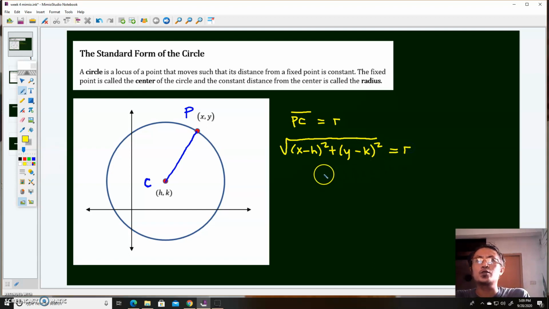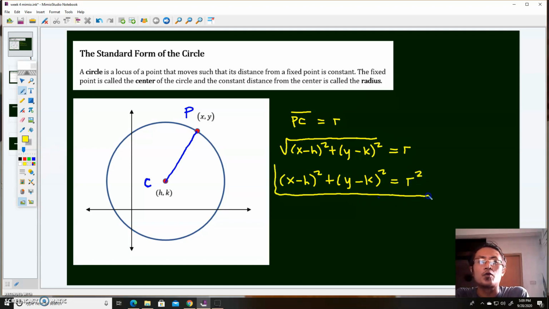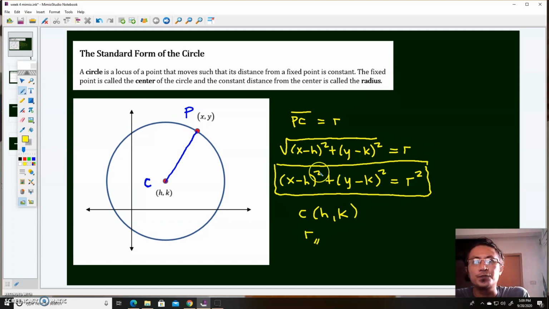Now we simply square both sides. So when we square both sides, this square root will be gone, and we just have x minus h squared plus y minus k squared, and the right side is, of course, squared, r squared. Now, this is the standard form of the equation of the circle, wherein, don't forget, the center is hk, and the radius is r. And that's it. Don't forget the form.